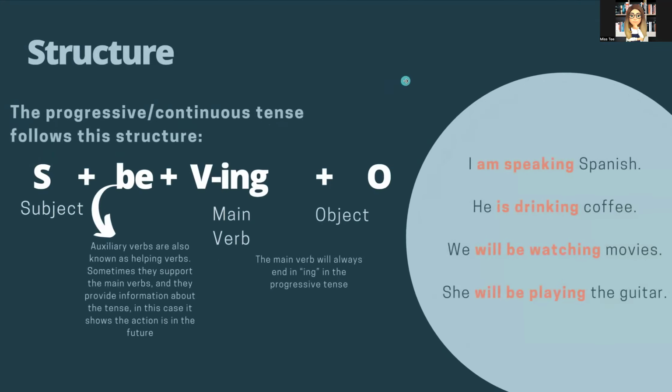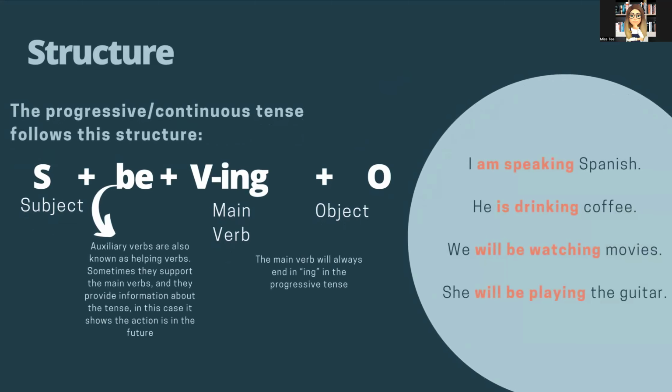So here is the most common structure that we use for the progressive or continuous tense. So we've looked at other structures before. We'll look at this. We have the subject, the form of be, the verb. So this is the main verb, ing goes on the end of this verb, and then the object of the sentence. So the auxiliary verb and the main verb together are both essential elements of the structure of the progressive or continuous tense.